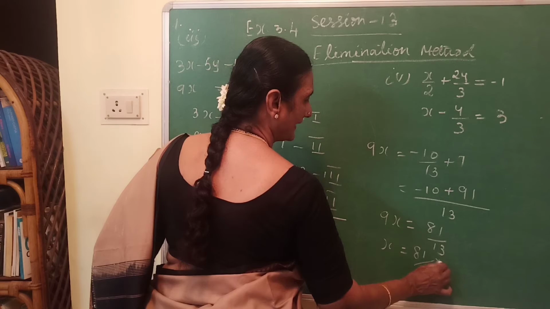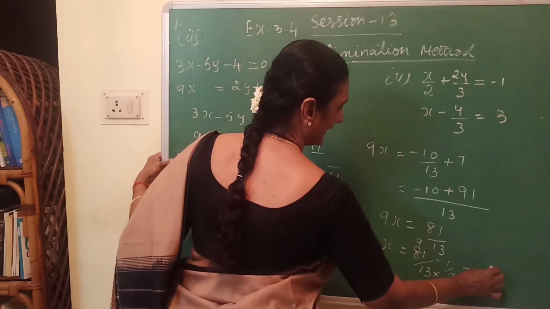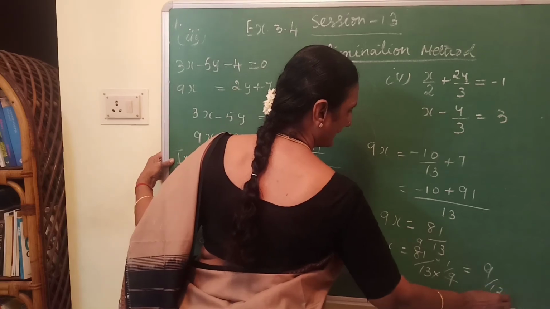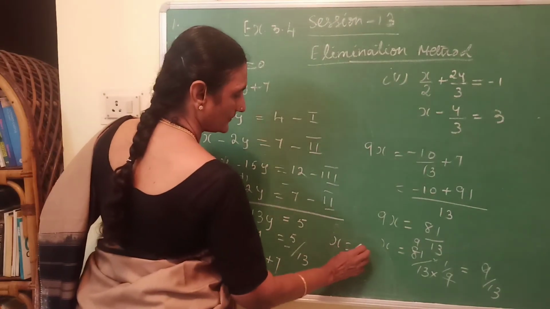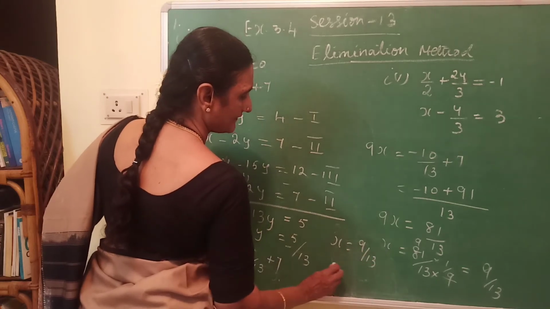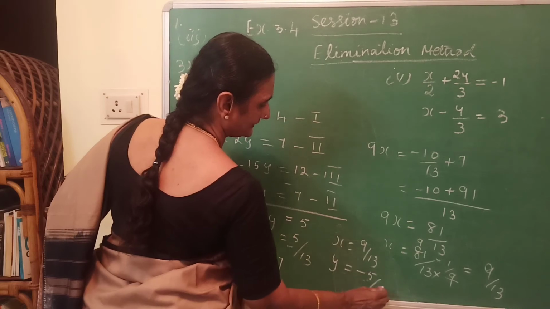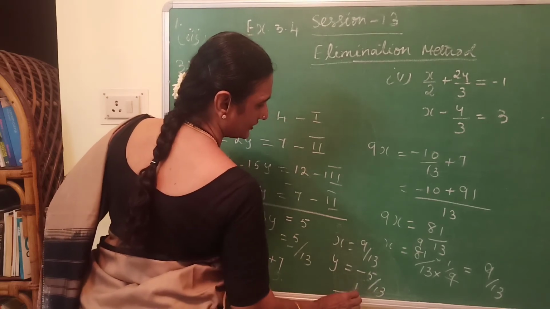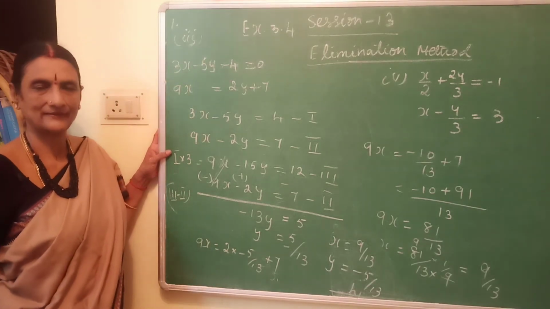Here 1 by 9 will come. So this gets cancelled. Finally I get the value as 9 by 13. So we have got x is equal to 9 by 13 and y is equal to minus 5 by 13 as our solutions. Highlight your answers, underline it, finish the sum like this.